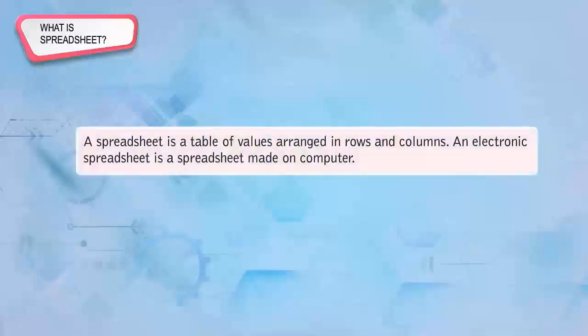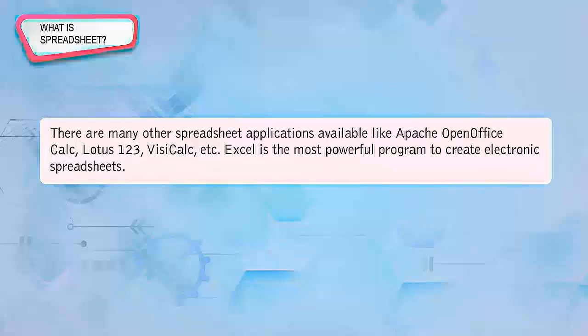What is a spreadsheet? A spreadsheet is a table of values arranged in rows and columns. An electronic spreadsheet is a spreadsheet made on a computer. There are many other spreadsheet applications available, like Apache OpenOffice Calc, Lotus 123, VisiCalc, etc. Excel is the most powerful program to create electronic spreadsheets.